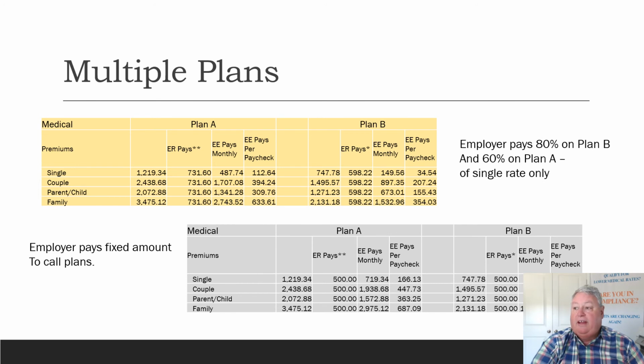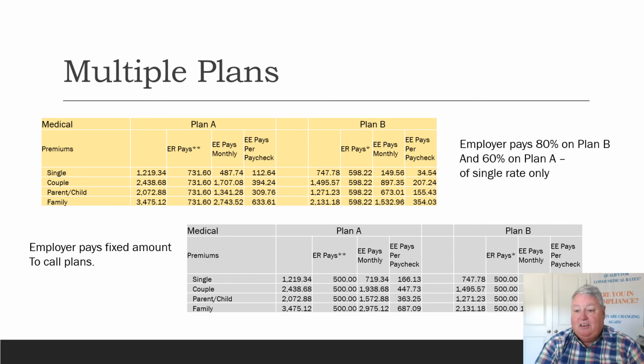Here's 2 plans that I did recently with one of my clients to kind of give you a little different picture of this. In the first example, they have 2 plans. The low plan, the least price plan, which is a high deductible health plan in this case. Plan B, the employer is going to pay 80% of that amount across the board. So he's got a single rate of $34.54. But if you want to buy up to the copay plan, the rich plan, they're only going to pay 60% on that. And now you can see that the single rate, this is per paycheck, is $112.64.